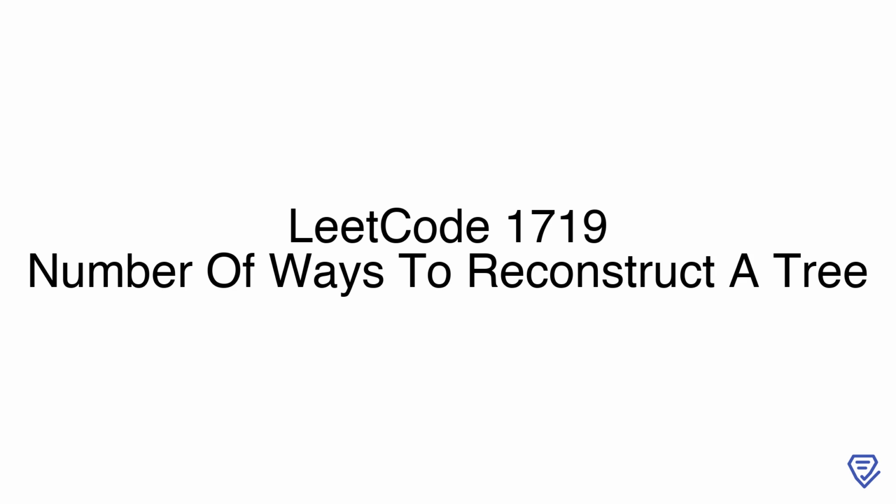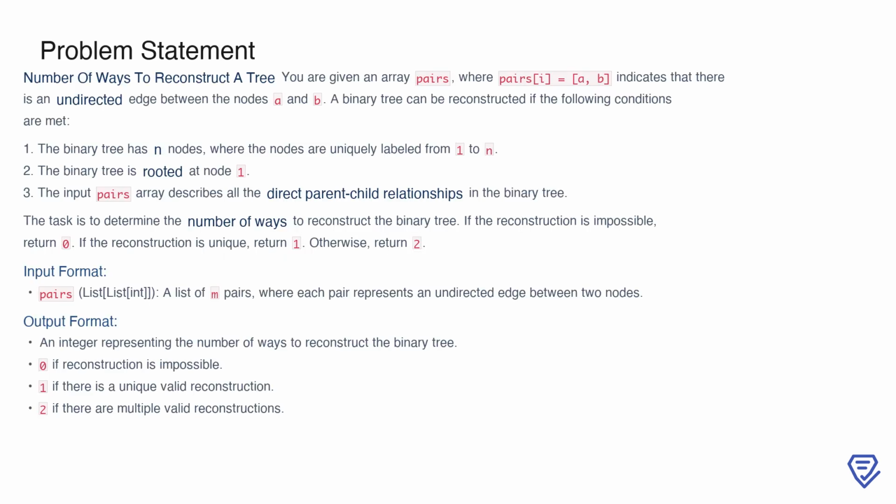Let's dive in. In this problem, we are tasked with reconstructing a binary tree from an input array called pairs. Each element in pairs represents an undirected edge between two nodes. A valid reconstruction of the binary tree must satisfy three key conditions. First, the tree must contain exactly n nodes, where each node is uniquely labeled from 1 to n. Second, the tree must be rooted at node 1. Third, the given pairs array must accurately describe all the direct parent-child relationships in the tree.